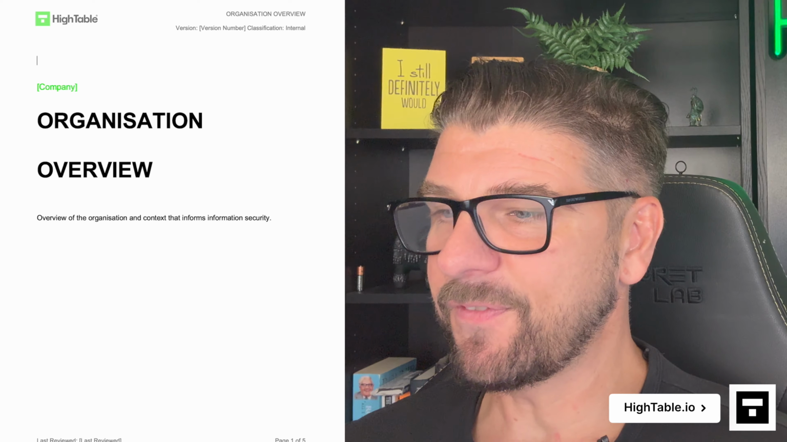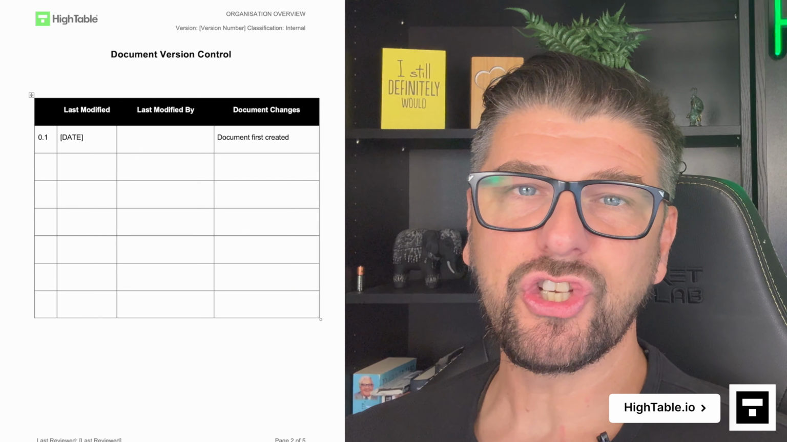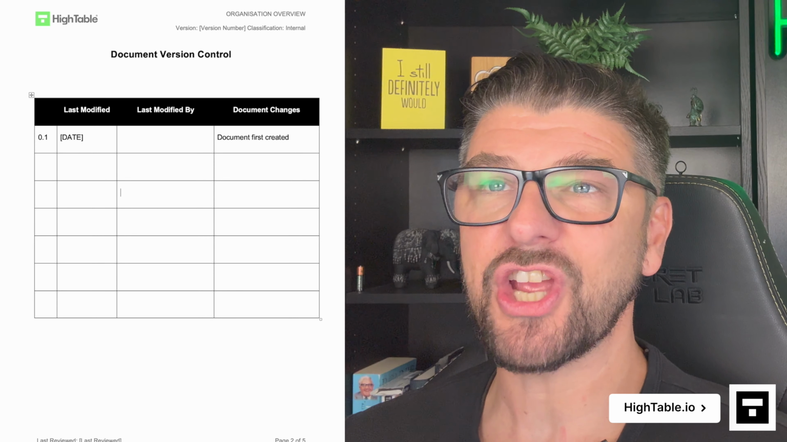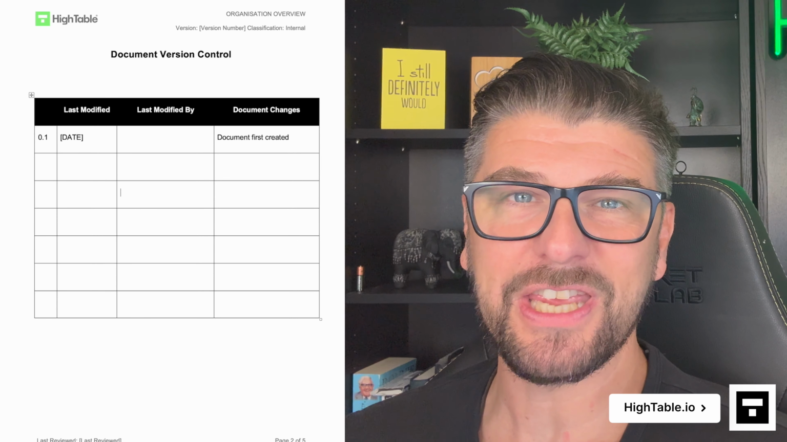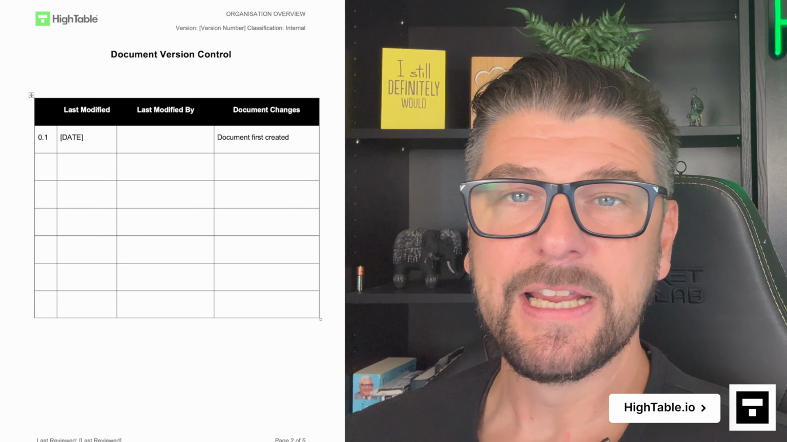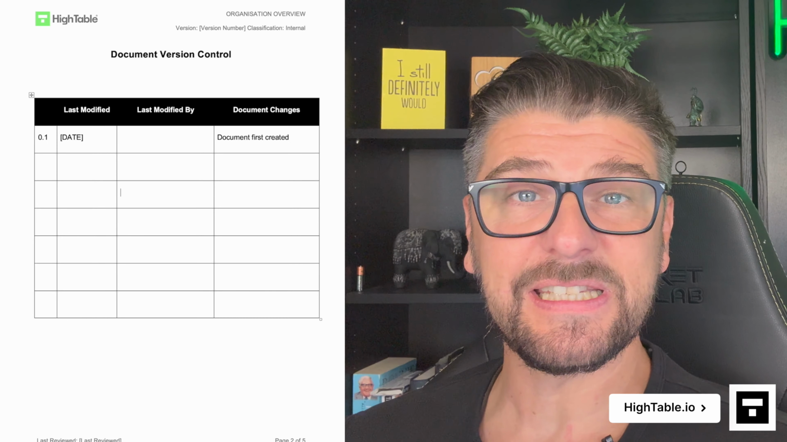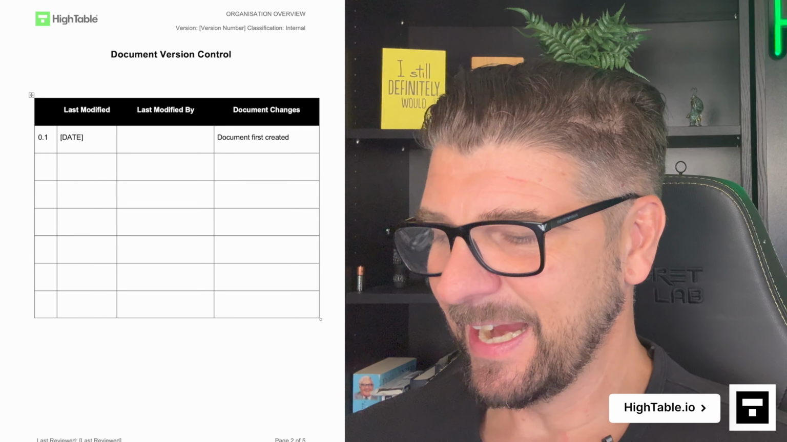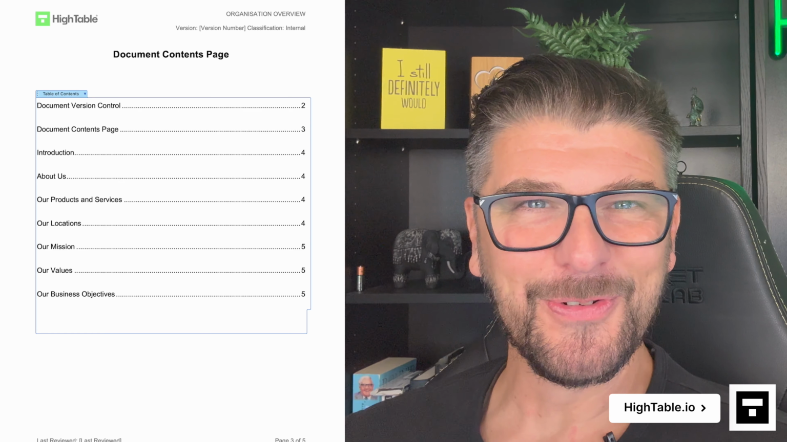We have our version control. Our version control table is a table that sets out what has changed within the document, who made the change, when they made the change, and what the current version of the document is. This allows us to evidence that this is a living document. This isn't shelfware. This isn't something that just sits there and hasn't been used.